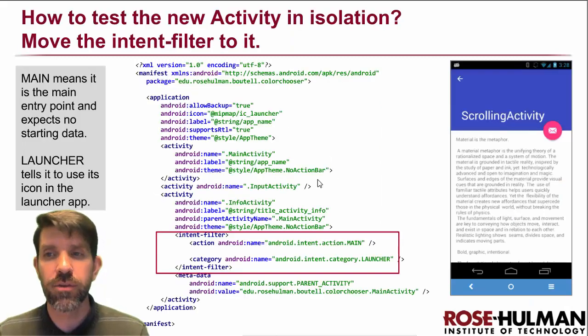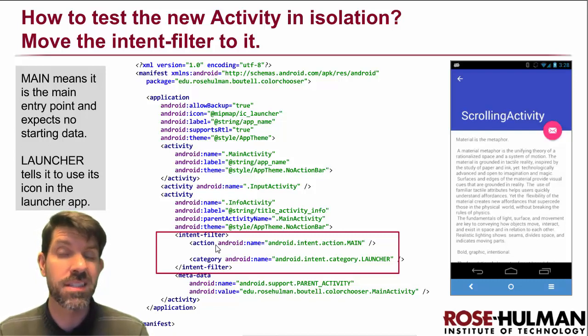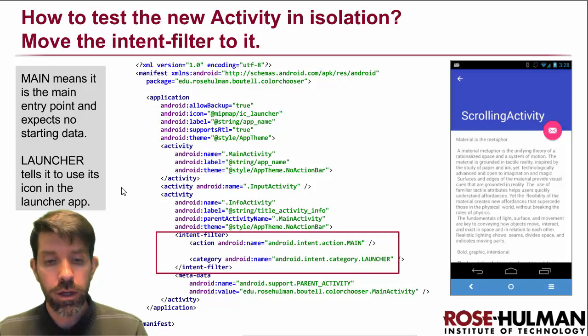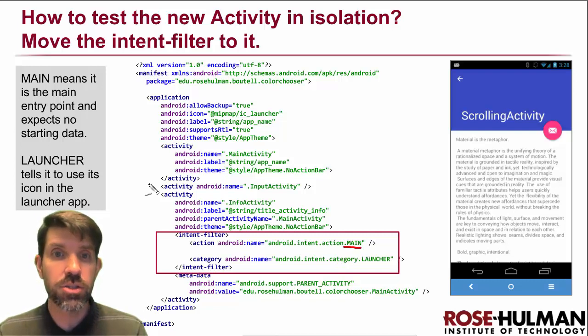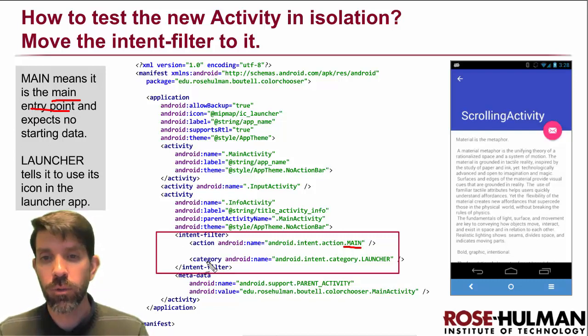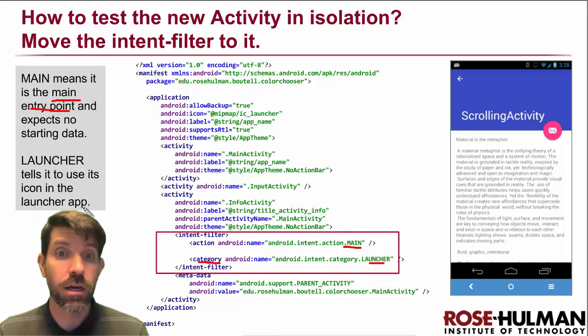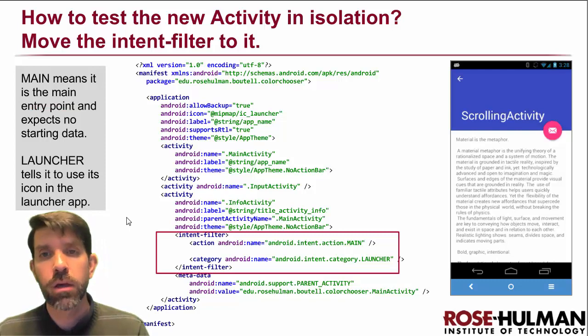In fact, we get a slide for that right here. Just super simple. Take your intent filter, move it down into here, and it will run. You could test it in isolation if you needed to. It's worth mentioning here, since inside this intent filter we have a couple of things, right? So one is that we have a main action that's associated with it, and again, it means that it expects no data when it starts up here. And we also have a category as launcher, which means that we're going to be using this activity's icon in the launcher app. All right. So not that much.